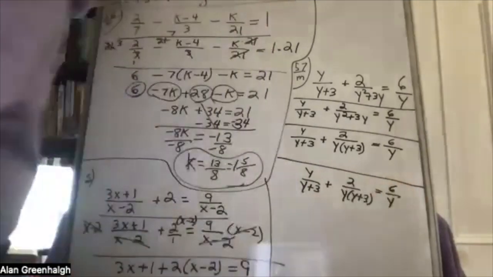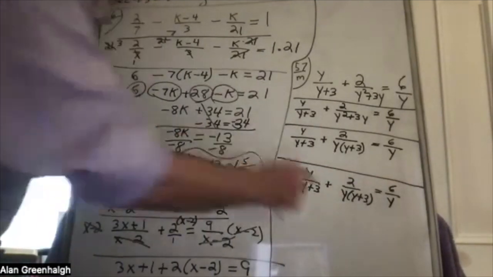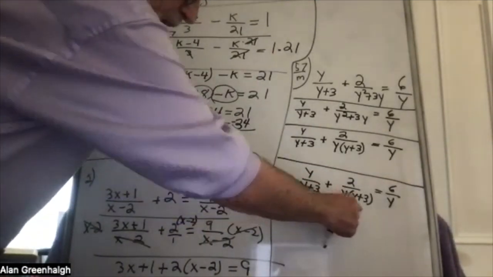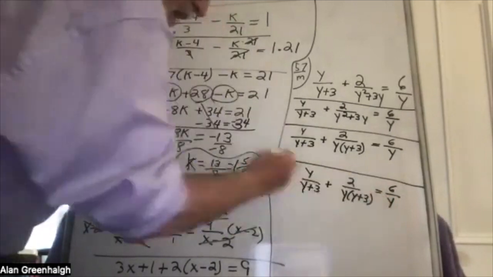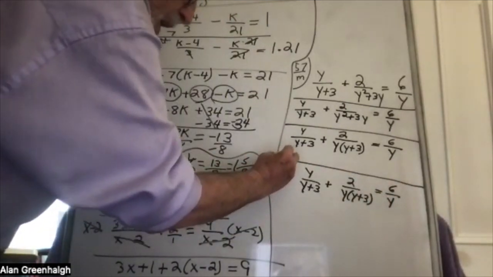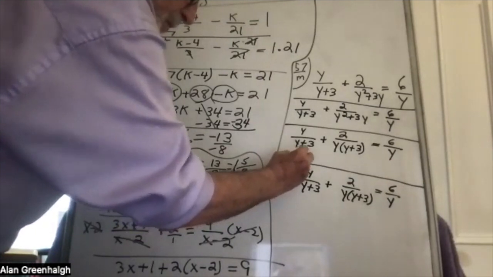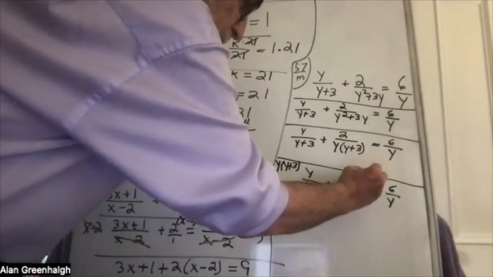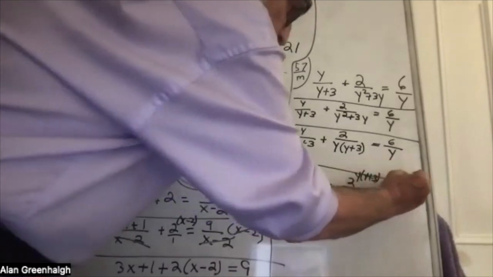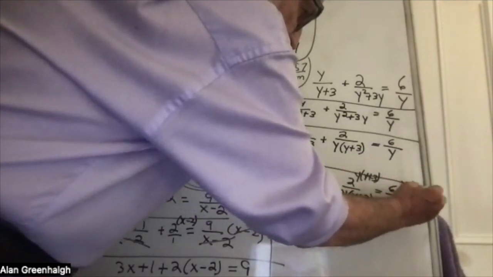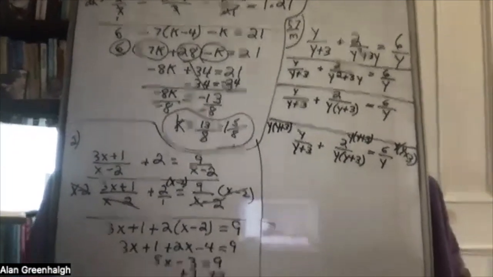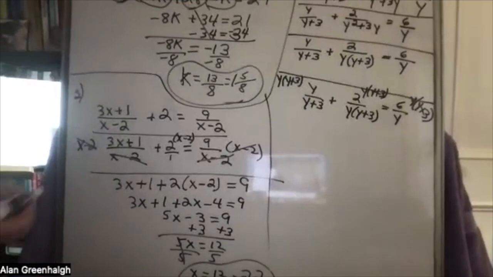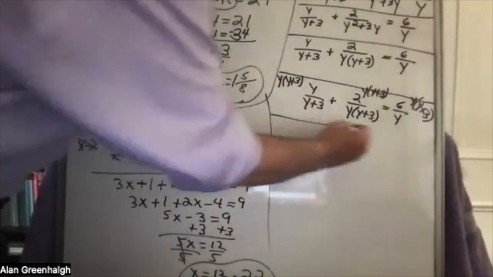Okay. So the least common multiple must have a y plus 3, because this has a y plus 3 and this. This has a y and that has a y. So we're going to multiply everything by y times y plus 3, y times y plus 3, and y times y plus 3. So we're basically keeping to the same theme of always multiplying by the least common multiple. Now let's see what we get out of this.